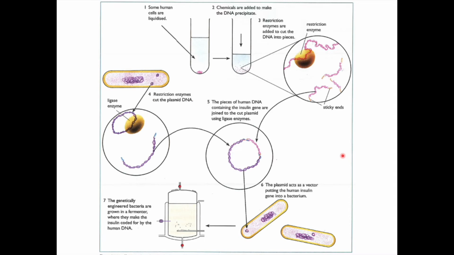So we have at least 6 steps in here. As additional information, the plasmid or the recombinant DNA, which is the circular DNA of this bacteria, acts as a vector because we put the human insulin gene into the bacterium in order for them to produce this insulin.